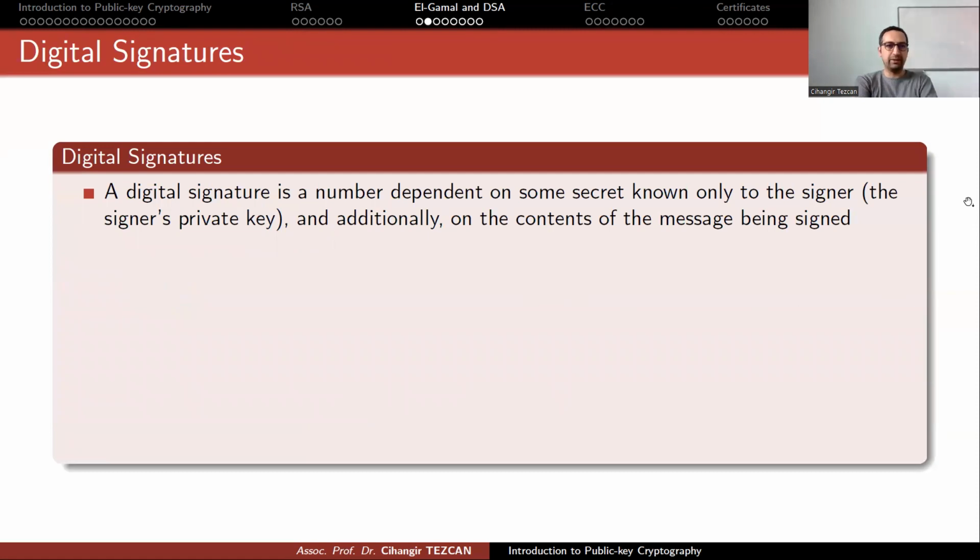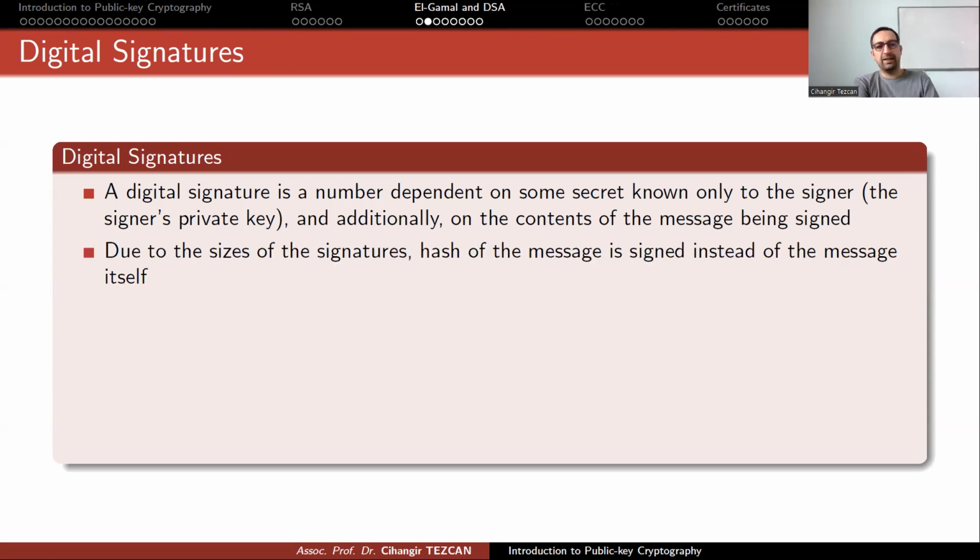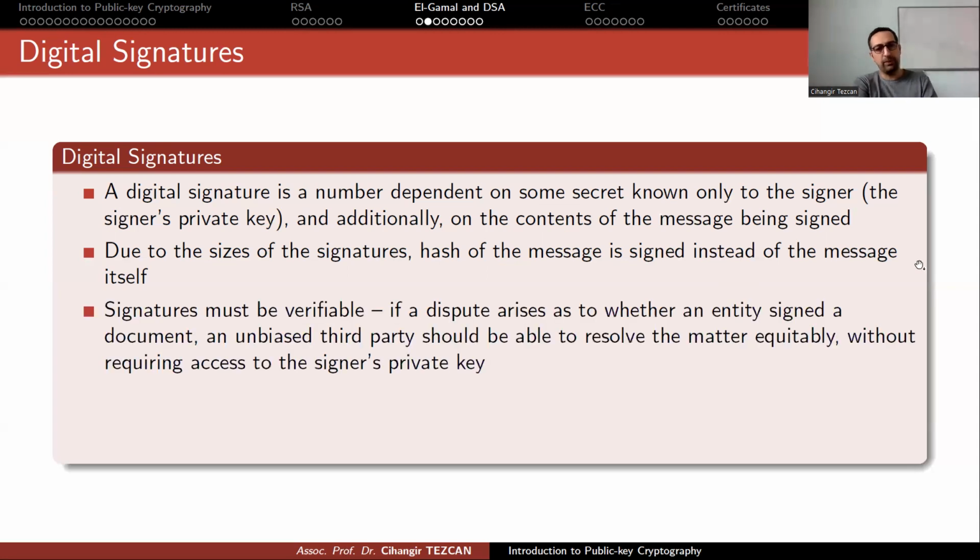So let's move on to digital signatures. A digital signature is a number dependent on some secret known only to the signer, the private key, and additionally on the contents of the message being signed. Due to the size of the signatures, a hash of the message is signed instead of the message itself. This is important. This is why we actually need a collision resistant hash function. If your hash function is not secure, then using a secure digital signature algorithm makes no sense. Especially if you can find second preimages, then you can forge different signatures and so on.